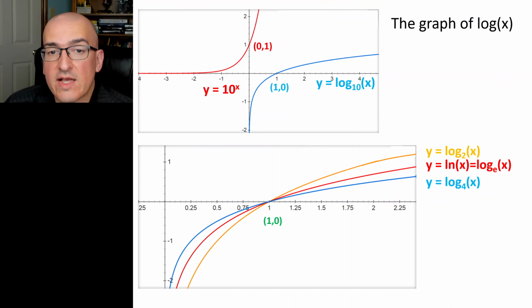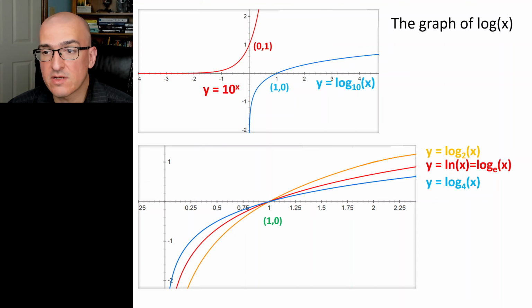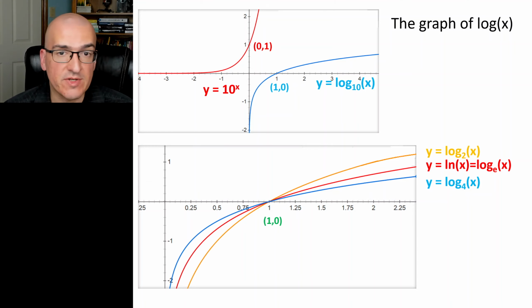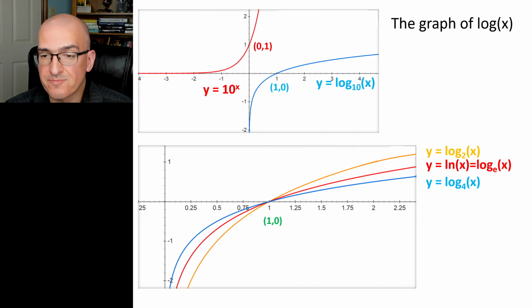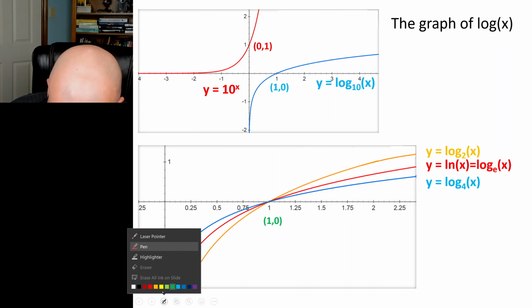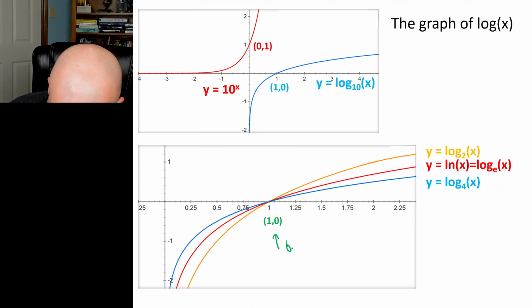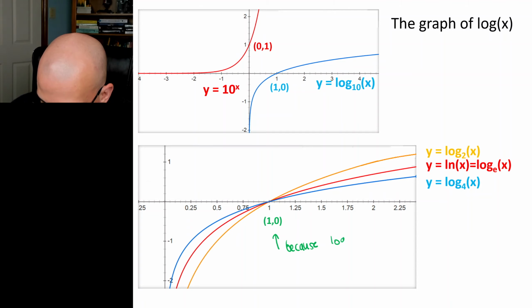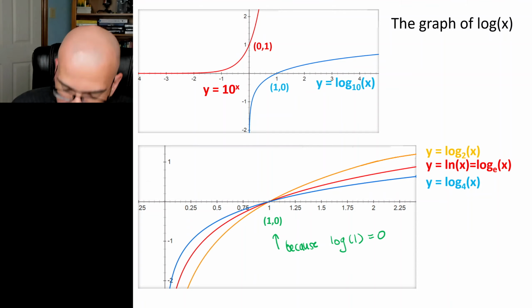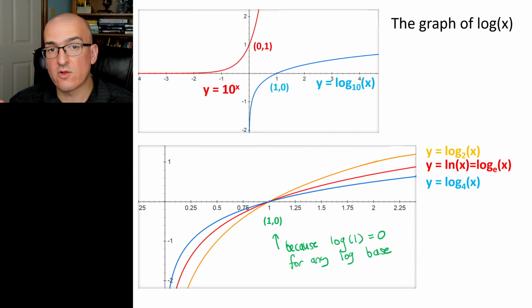Now, the good thing is that the log function with a base of e is in between the log function with a base of 2 and the log function with a base of 4, because e is between 2 and 4. It's actually between 2 and 3. All these log graphs touch at (1, 0). And why is that? Because the log of 1 is 0. 1 is the x value, 0 is the y value, because log of 1 equals 0 for any log base. So that's where they all cross.